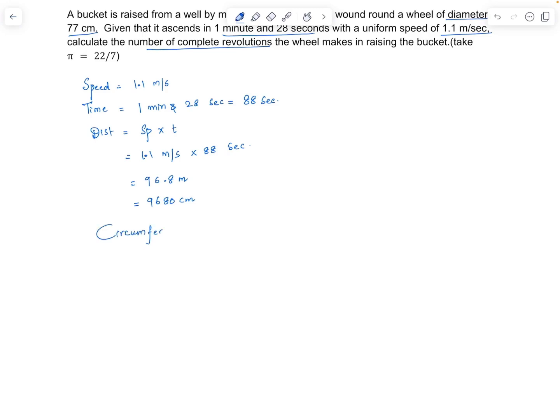Circumference of the wheel is 2 pi r, 2 times 22 by 7 into the radius. The diameter of the wheel is 77 centimeter. So the radius is 77 upon 2, which gives us 242 centimeter.